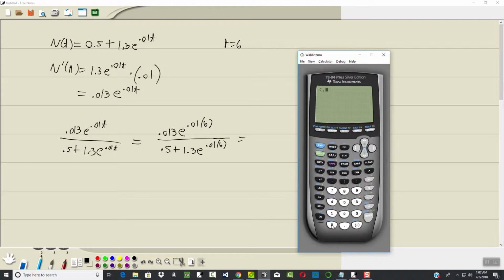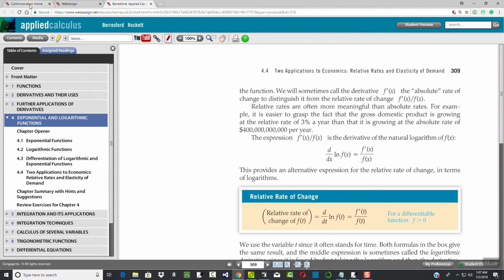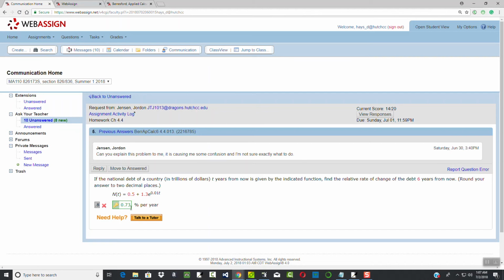Okay, so 0.013 e to the 0.01 times 6, closing parentheses on the exponent, closing parentheses on top, divided by beginning parentheses on the bottom, 0.5 plus 1.3 e to the 0.01 times 6, and times 100, to change it to percent, would give us 0.73%. Which is where that answer comes from.